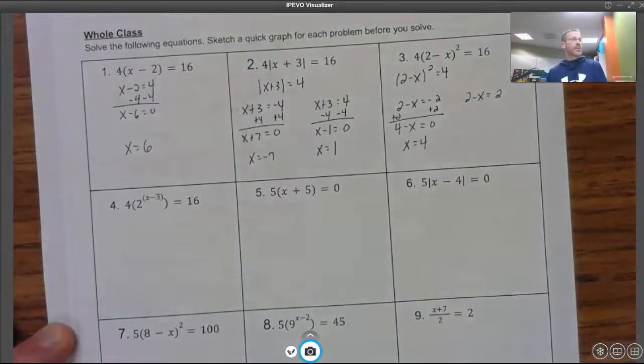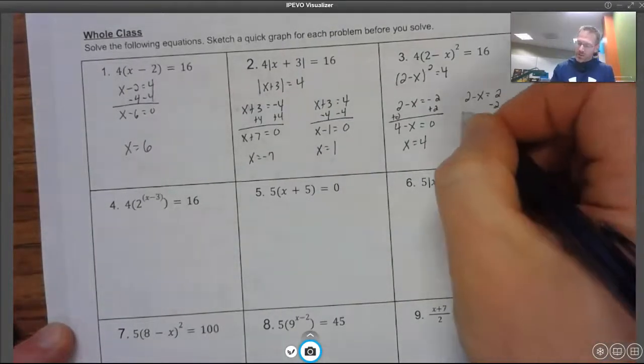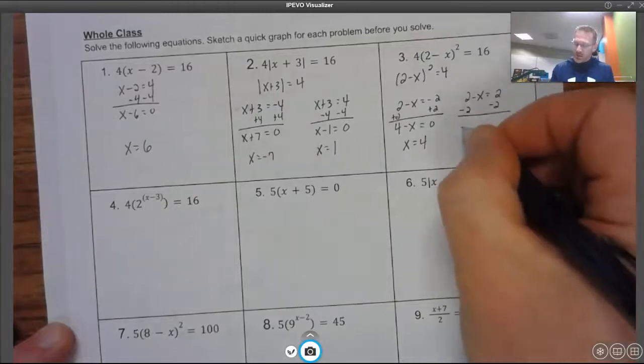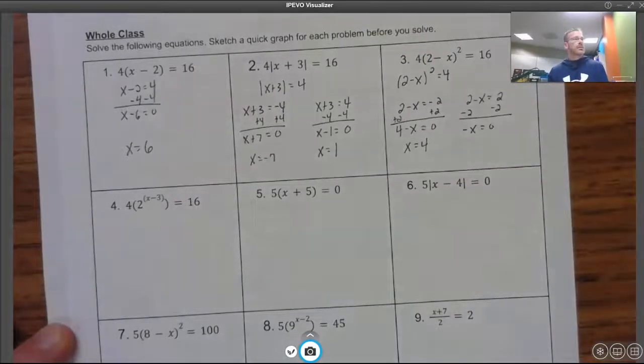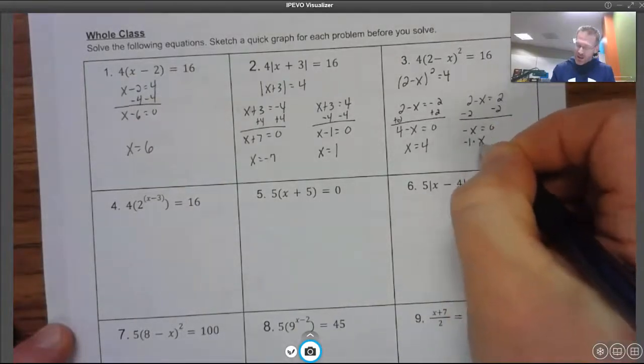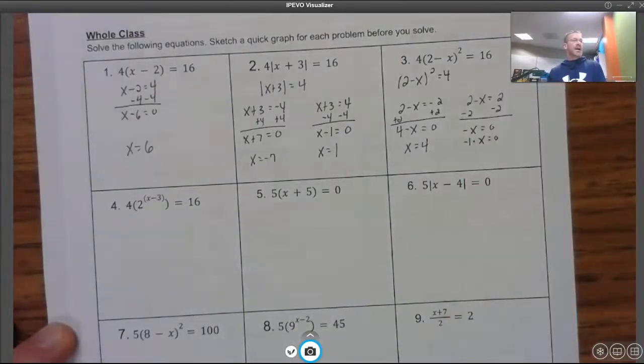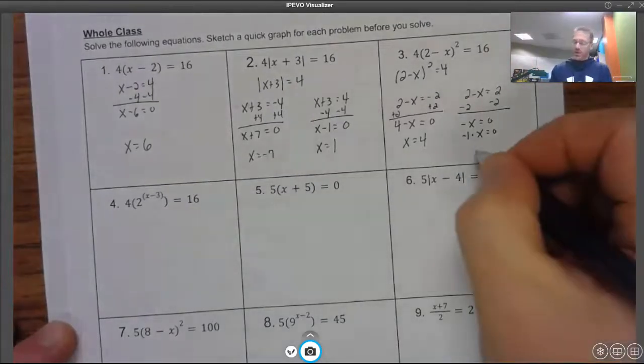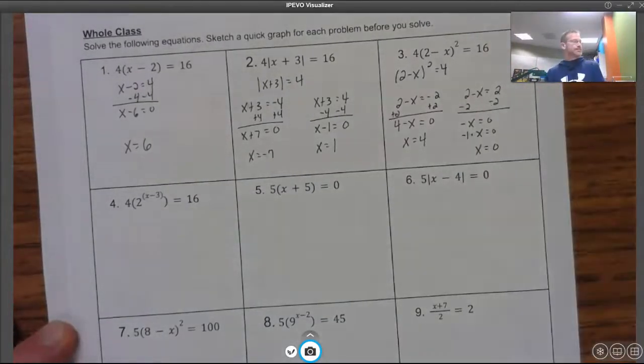4. 4 minus 4 is 0. Minus 2, minus 2. All right, negative x is equal to 0. Now remember, this is really like negative 1 times x is equal to 0. So negative 1 times what is 0? And that would also be 0.